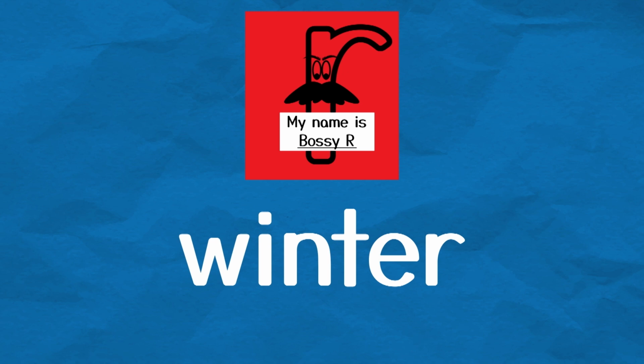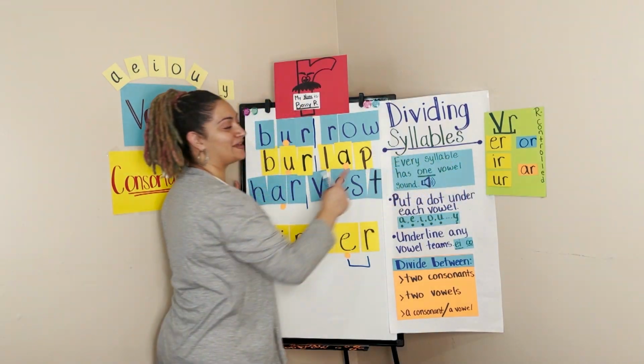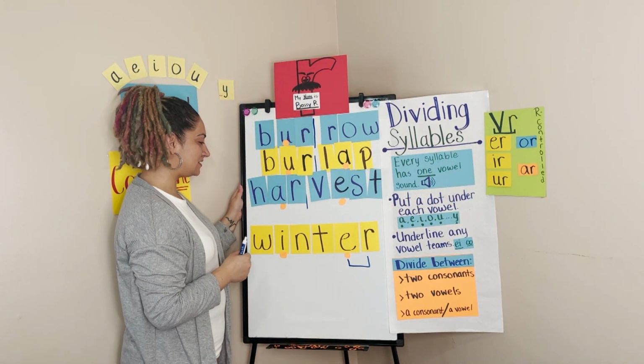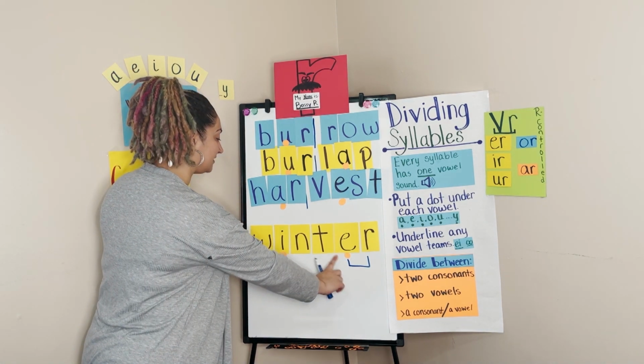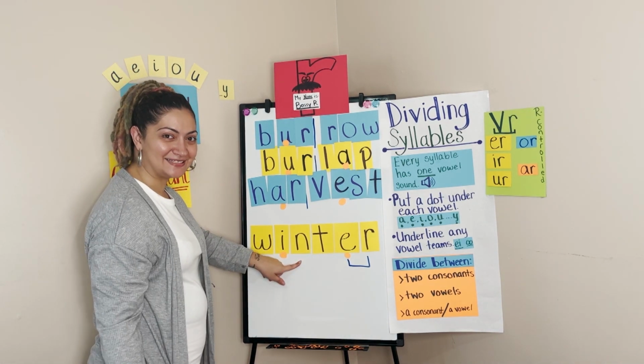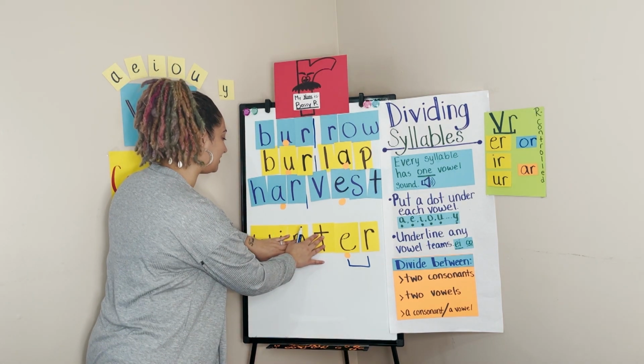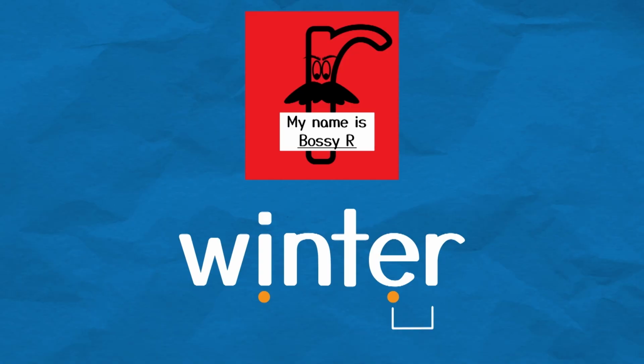Yeah, let's find the vowels and put dots underneath them. Mr. Bossy R is asking, do we see an R after any of our vowels? At the end this time? Yes. ER is one of those sounds that makes its own sound. Okay, so we know that's going to be together. Let's look in between our two vowels. We have two consonants, so we can split in between those. Let's draw a line in between the N and the T.